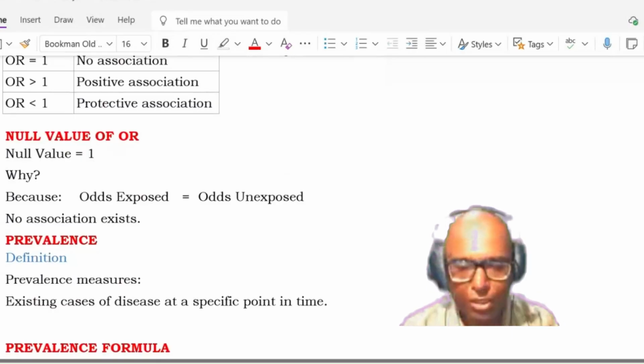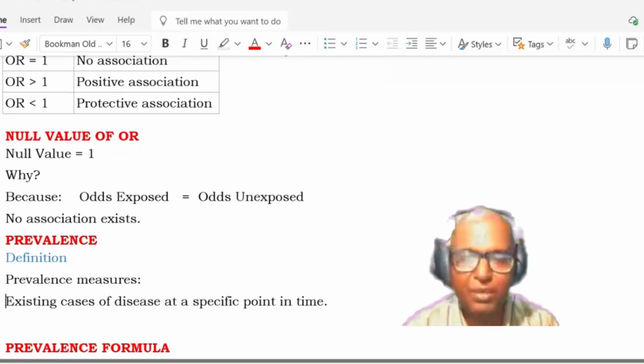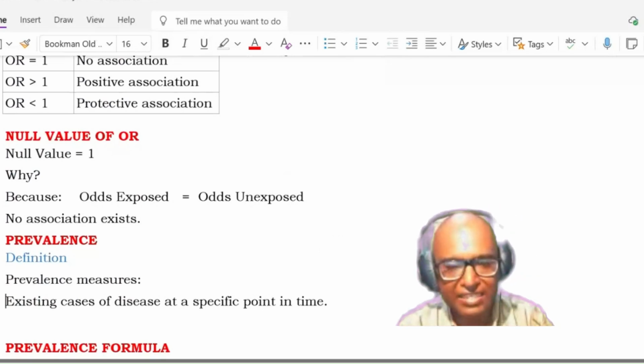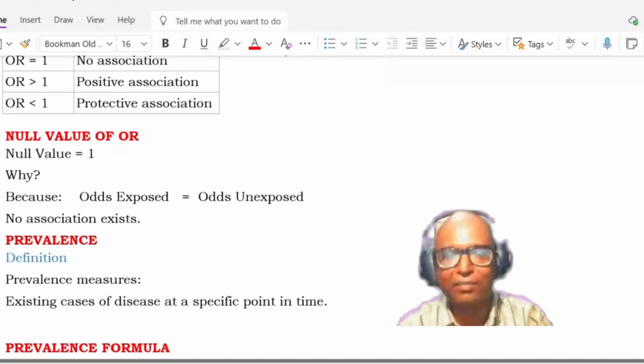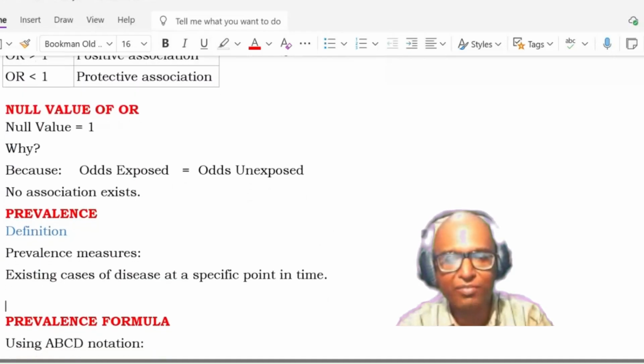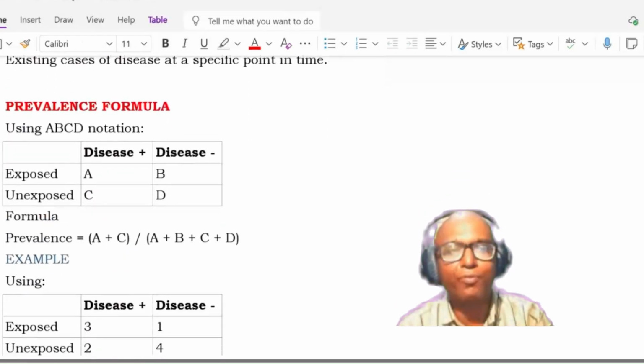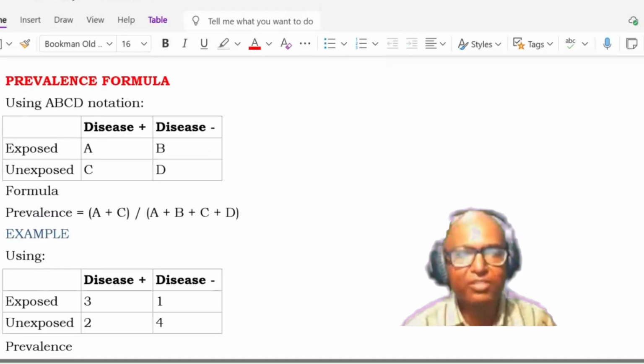Now, what does a cross-sectional study give us? A cross-sectional study will give us prevalence. Prevalence measures existing cases of the disease at a specific point in time. So what is the formula for prevalence? Suppose this is the 2 by 2 table. We have to get the total diseased in the total population. Total diseased will be A plus C, divided by the whole population, that is A plus B plus C plus D. So prevalence equals A plus C divided by A plus B plus C plus D.